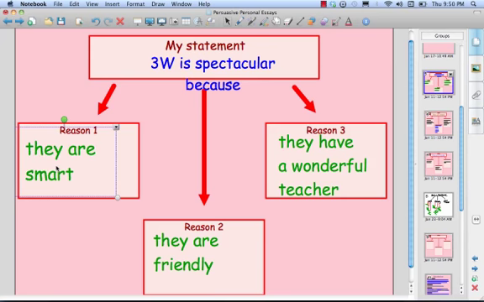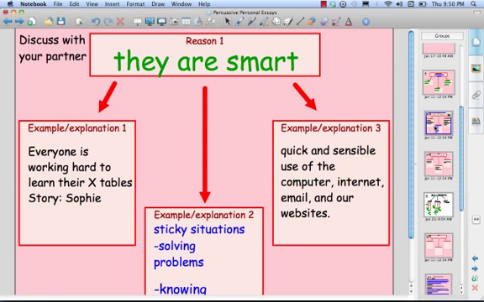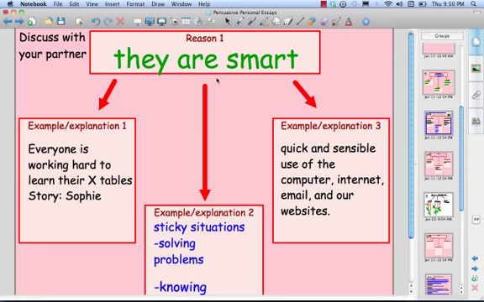They said, number 1, it's because they are smart. Number 2, it's because they are friendly. And number 3, because they have a wonderful teacher. It's very nice of them. Then we made a mind map of our first reason, they are smart. And we came up with 3 examples and explanations.